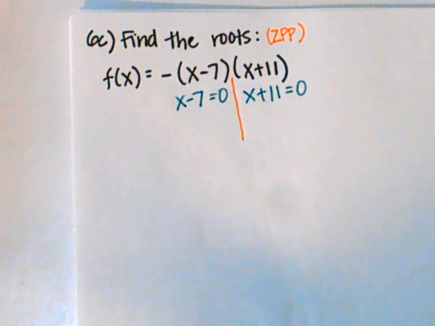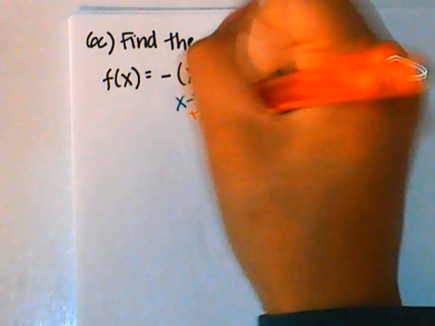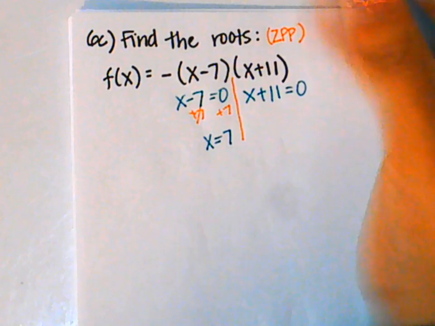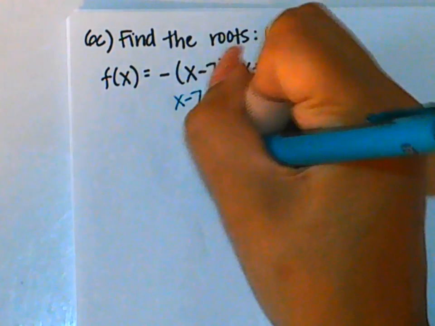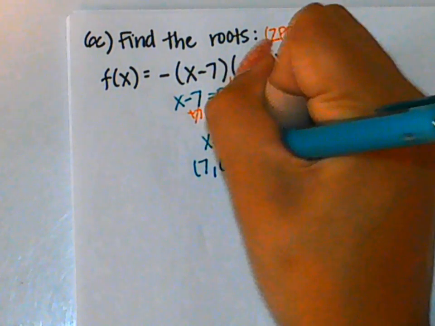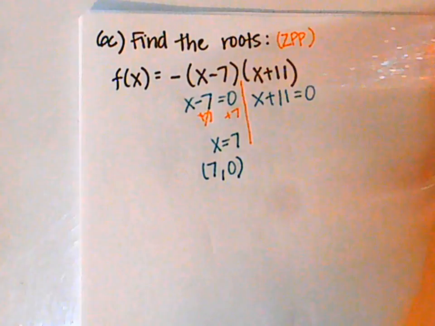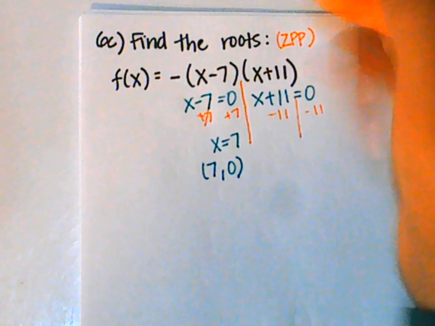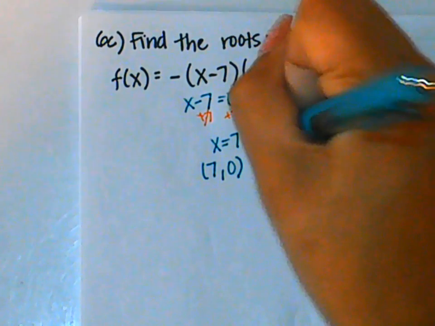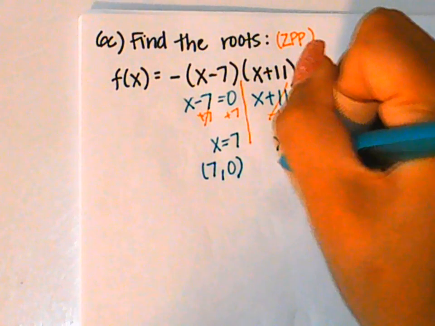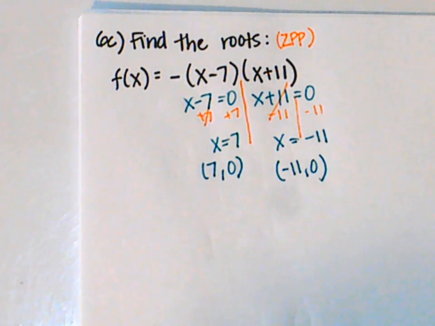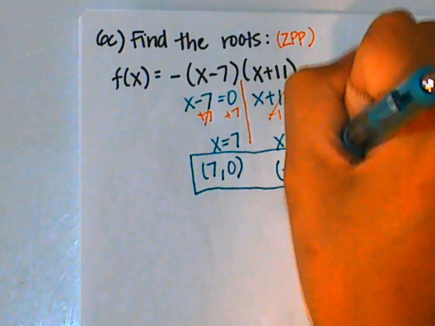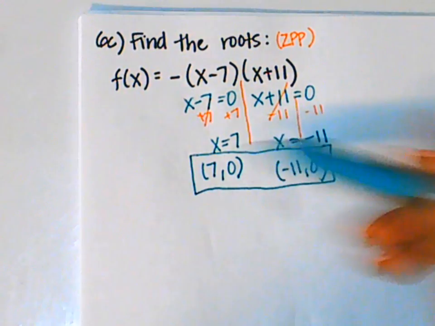And then I solve. So add 7, x is equal to 7. So I can write this as a coordinate point of 7, 0. And then my other one, negative 11, which canceled that one out. And I get x is equal to negative 11. And as a coordinate point it becomes that. Therefore, my roots become this. Or you may also leave them like this here.